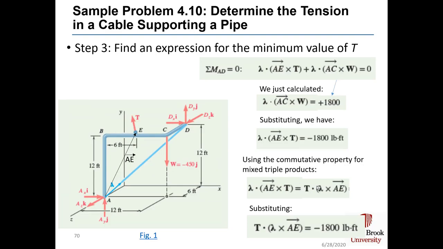Now we have to find an expression for the minimum value of magnitude T. Well, we've already computed one term in our scalar moment, that's plus 1,800, which means that lambda dot AE cross T has got to be minus 1,800 pound feet because they both got to sum to zero. And using the commutative property for mixed triple products, lambda dot AE cross T is equal to T dot lambda cross AE. So we set that term to minus 1,800 pound feet.